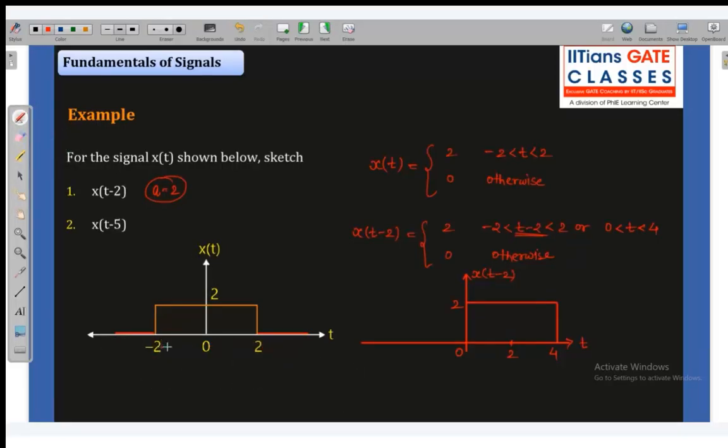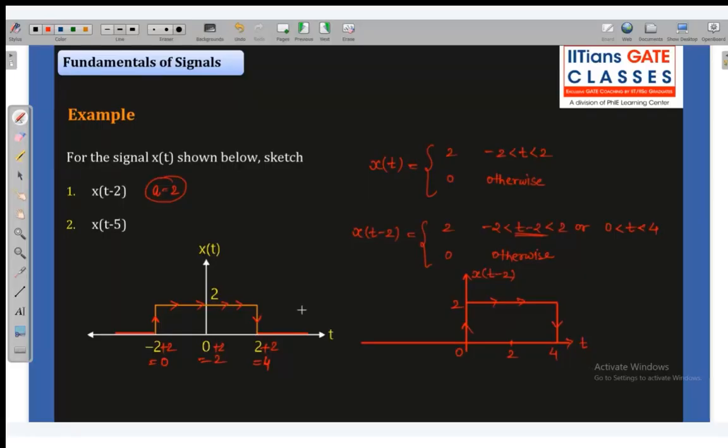So if I add plus 2 here, it is 0. So now this signal will go up at 0 and it will remain constant from 0 to 4. It will remain constant up to 4, and at 4 it will go downward. So you can see that in the result we have drawn, at t equal to 0 it goes up, it is constant from 0 to 4 at 2, and again goes down at 4.